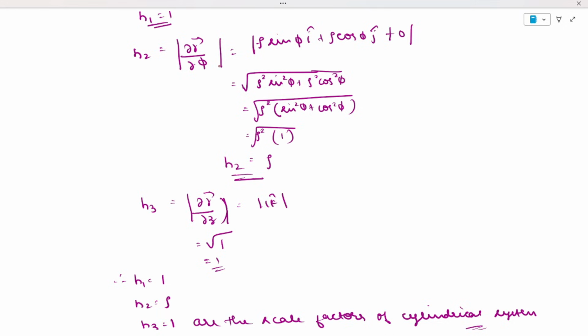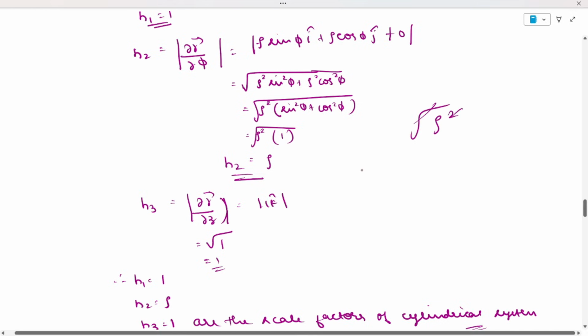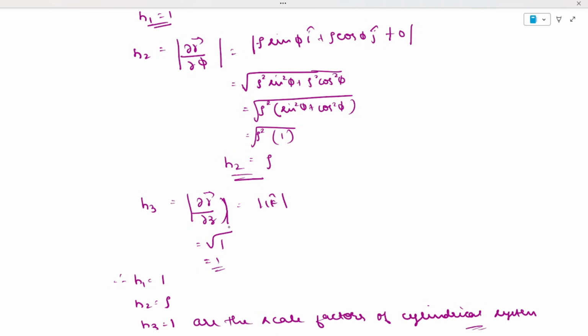Next, you have to differentiate with respect to φ. Now we get −ρ sin φ i cap, ρ cos φ j cap plus 0. Now if you take ρ² sin²φ and ρ² cos²φ, and take ρ² common, sin²φ plus cos²φ will be there, and the value will be 1. Since the root of ρ² is there, you can cancel the root and the square. Now only ρ will be remaining.